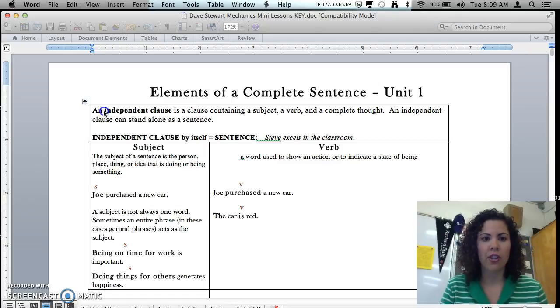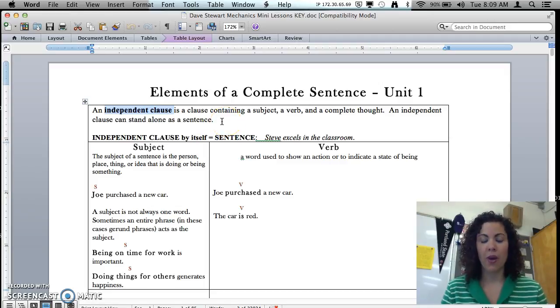about sentence structure. An independent clause, which is here, contains a subject, a verb, and a complete thought. It is a sentence. So when you have a sentence that can stand alone by itself, it has a subject, a verb, and a complete thought. So as I'm highlighting through here, go ahead and highlight on your packet so that you can remember for next time. There's an example here.